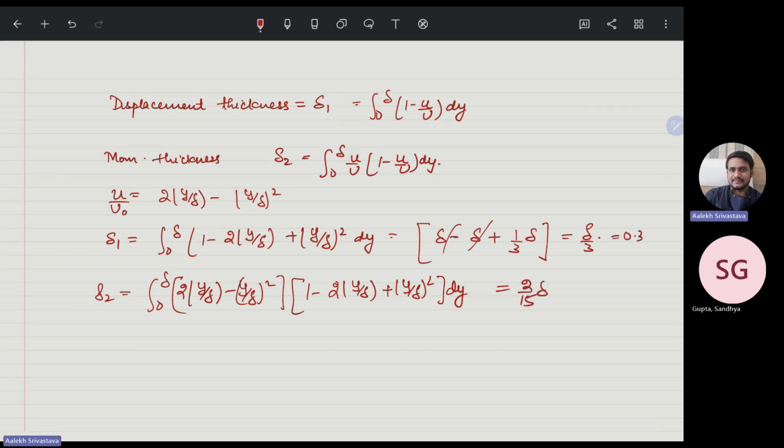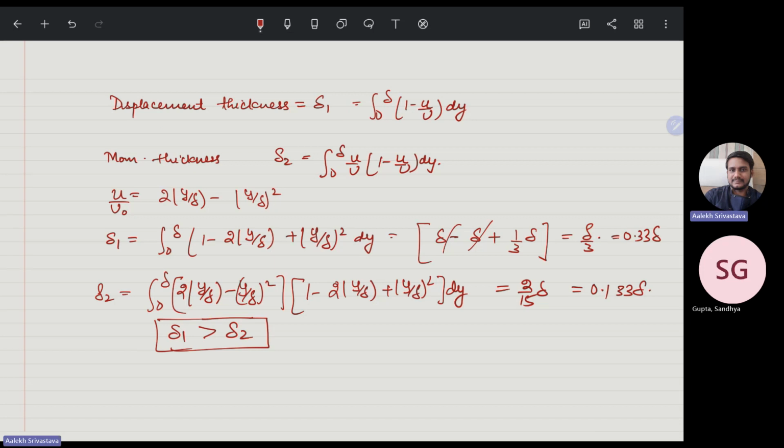So this is nearly 0.33 times delta, and 2 divided by 15 is 0.133 delta. So therefore, you can say that displacement thickness is greater than momentum thickness. This is the conclusion that you can derive from here.